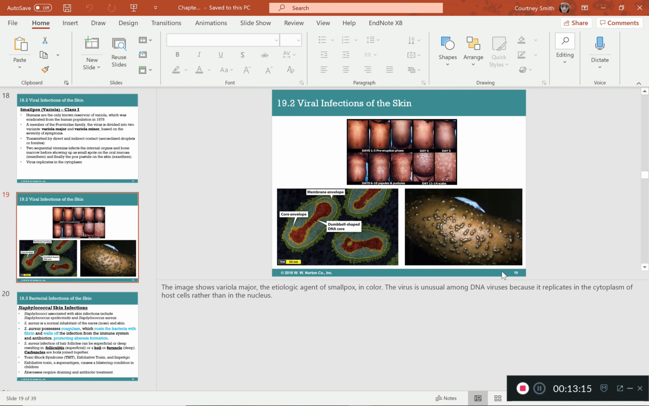So that's pretty much it about smallpox. Smallpox is, in my opinion, kind of boring, but it is very much prevalent in our society.